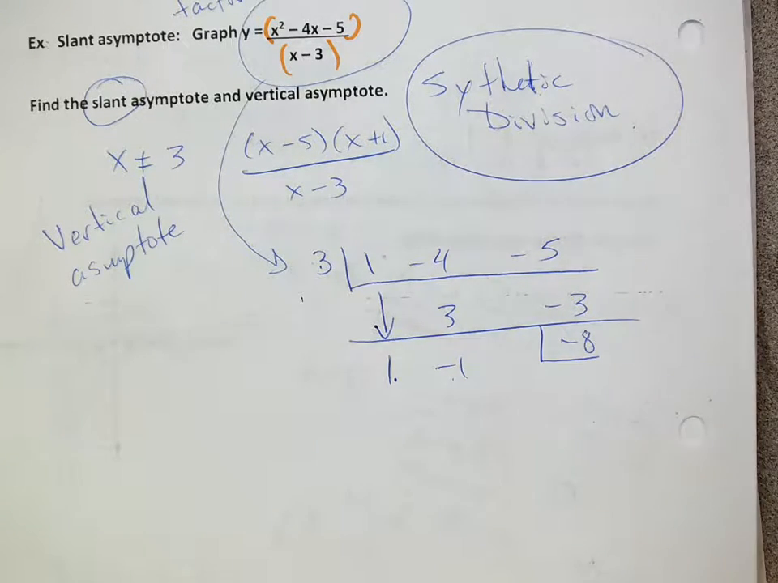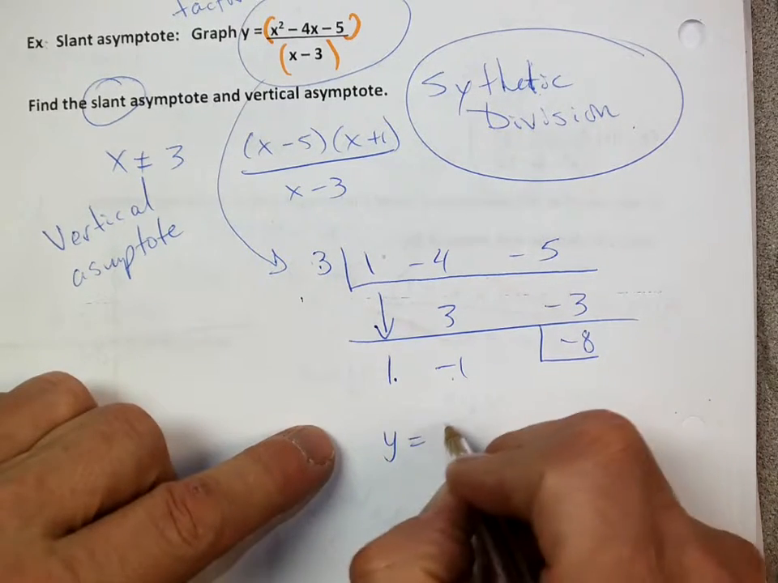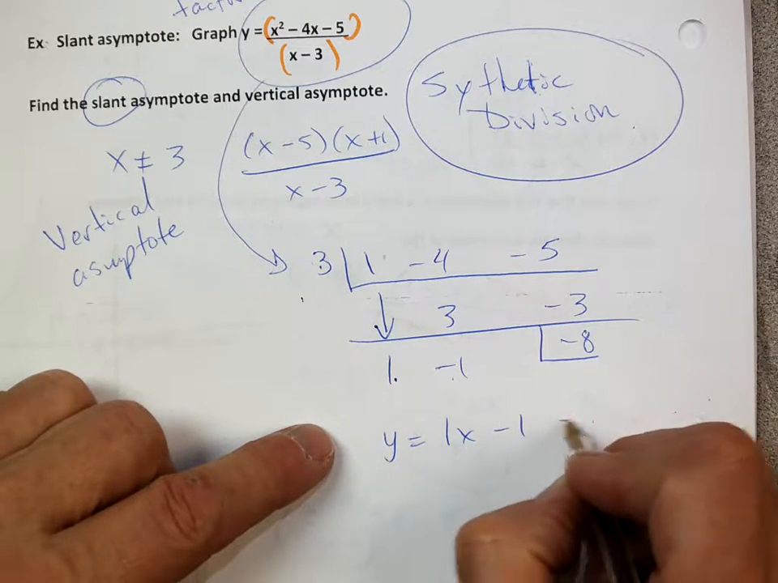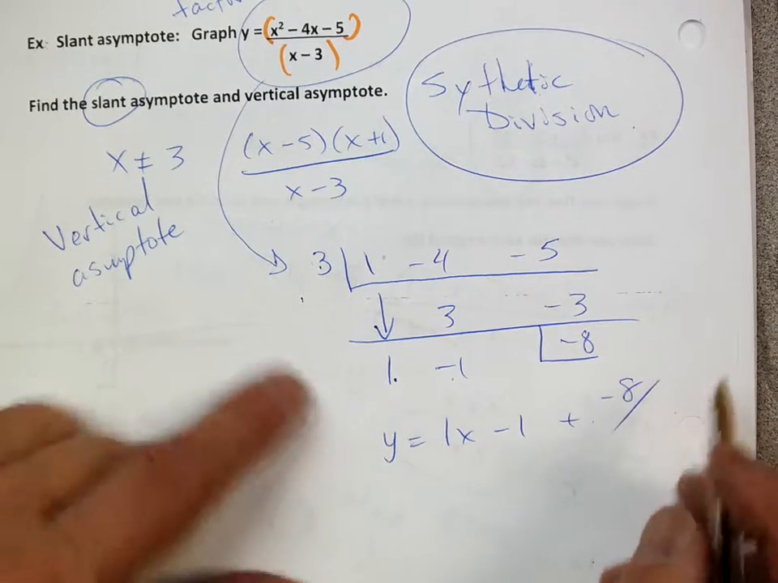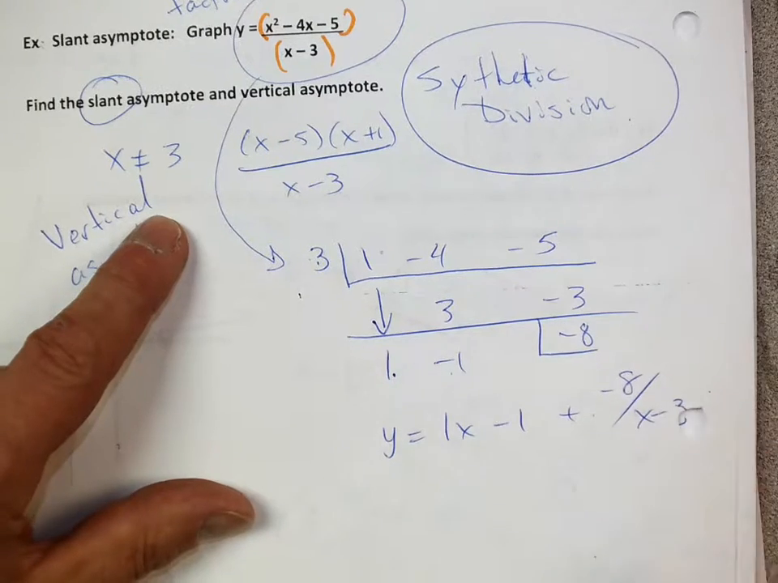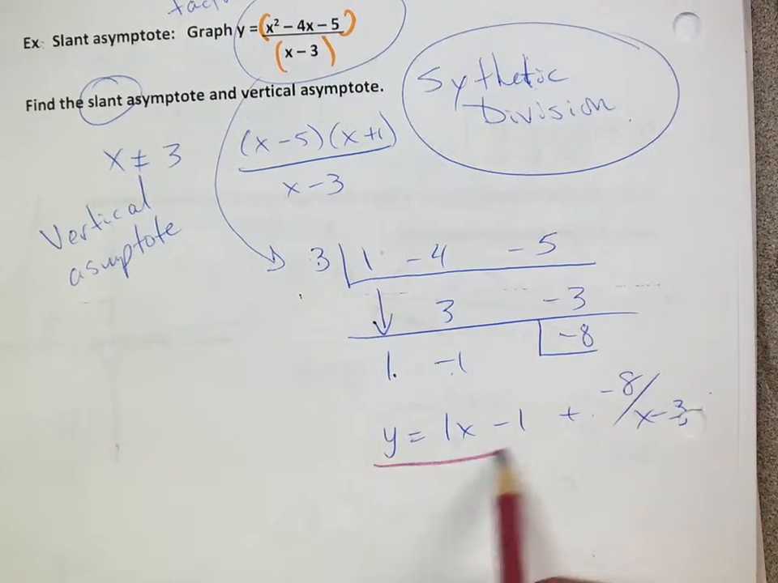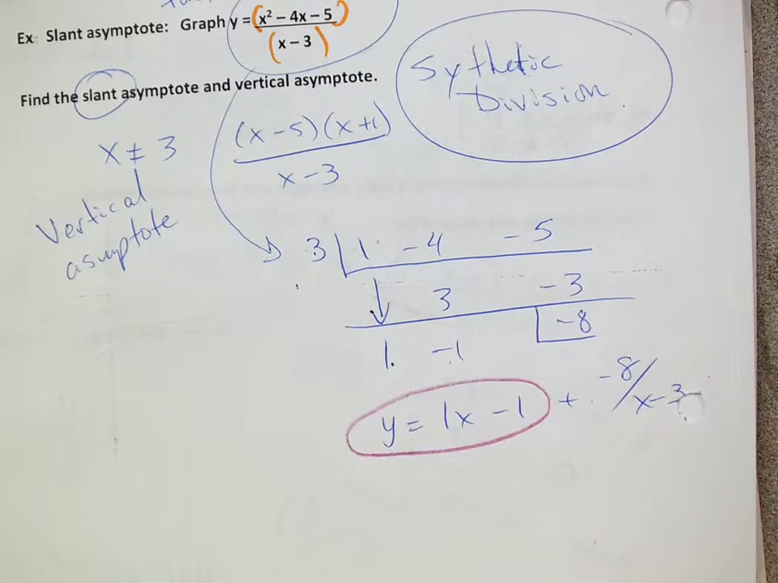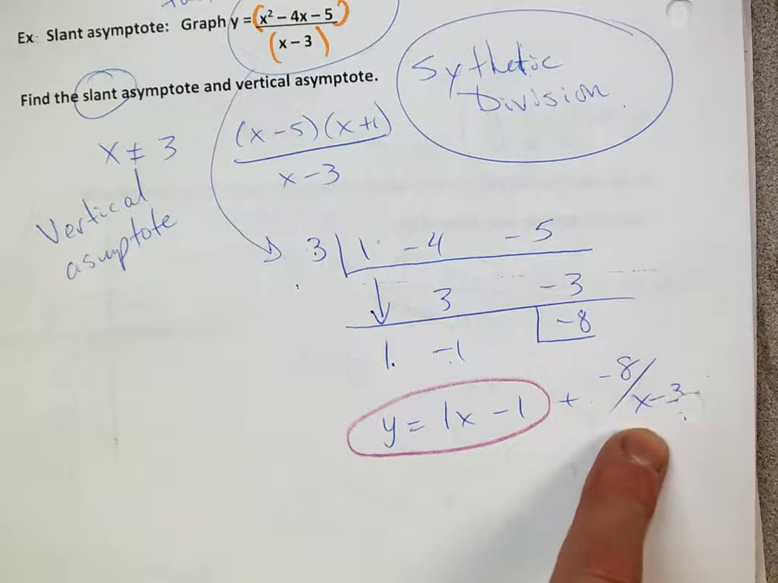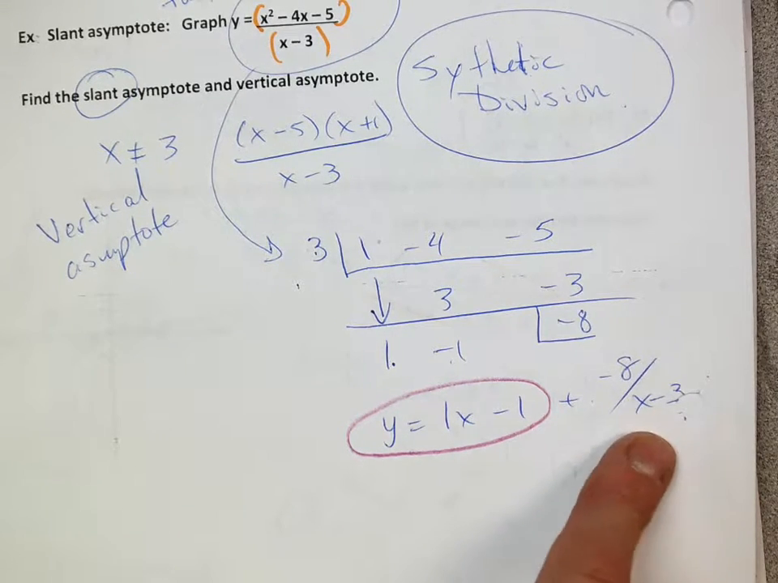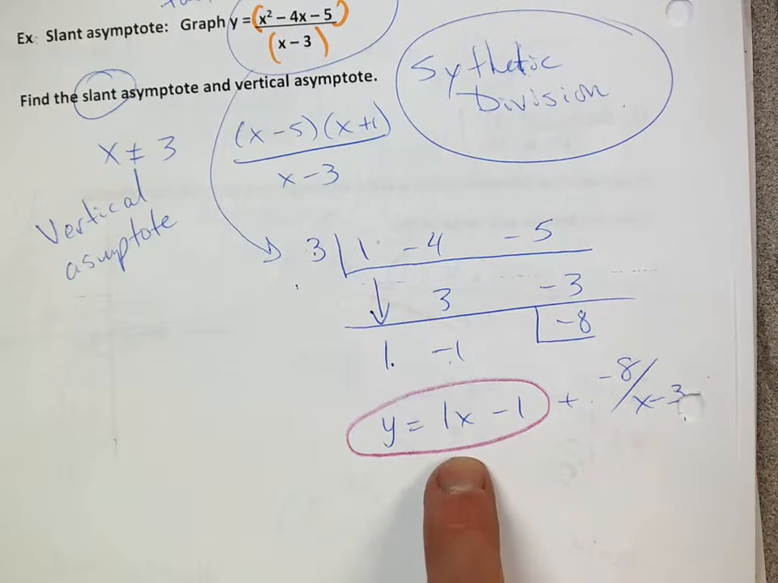If you want to find your slant asymptote, you need to get a different equation. So what I get is y equals 1x minus 1 plus negative 8 over x minus 3. There's your slant asymptote. You ignore your remainder because as you head to infinity, this becomes 0. That's your slant asymptote.